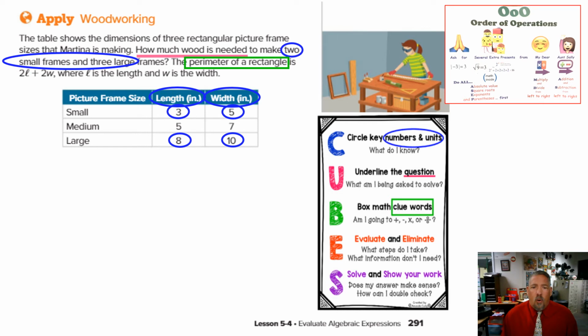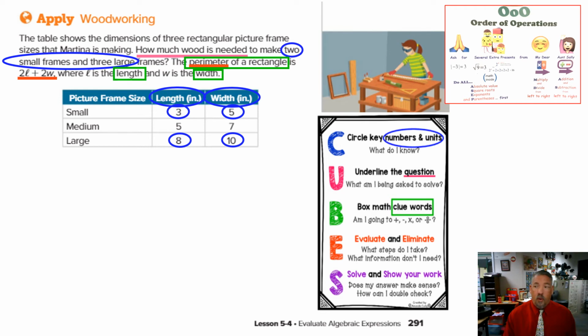Let's see, clue words. Well, it says perimeter of a rectangle. I know what a rectangle is, so that's pretty important, right? And I'm talking about length and width, and those are definitely clue words because those let me know what I'm measuring. And then it says to evaluate. What am I doing? Well, once again, I'm finding perimeter. And we talked about perimeter earlier this week, right? Perimeter is the distance all the way around a shape. And it could be a square, it could be a rectangle, it could be a triangle, it could be a dodecagon.